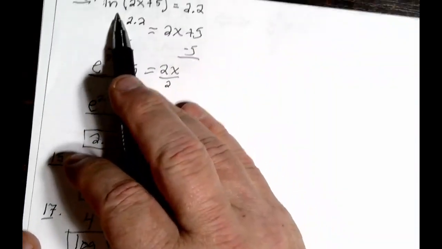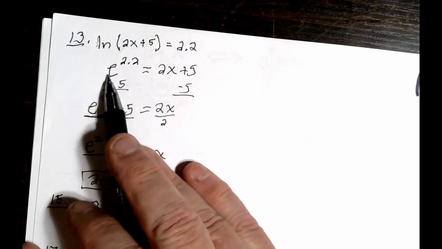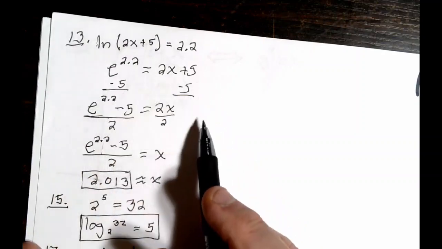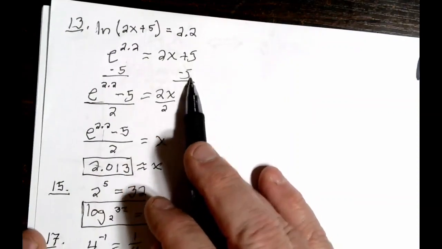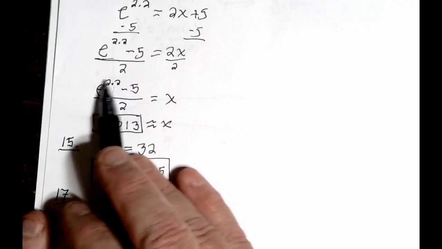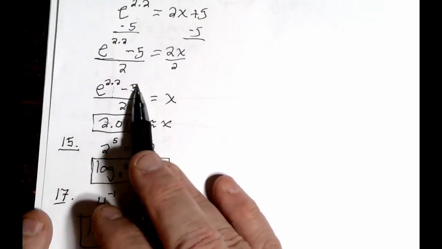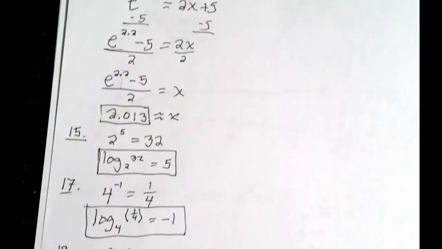13, that's log base e of 2x plus 5 equals 2.2. Okay, if you want an exact answer, you leave this as e to the 2.2, and then you subtract 5, then you divide by 2, and this is the exact answer. It's ugly, but it's the exact answer. This is the approximate answer.